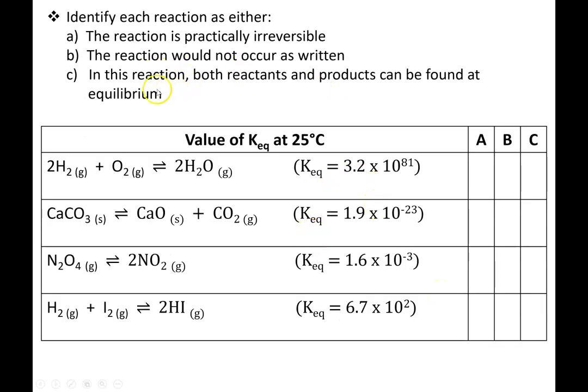So I want you to take a moment and try this question out. Looking at the KEQ values for each of these reactions, I want you to tell me, is it A, the reaction is practically irreversible, B, the reaction would not occur as written, or C, in this reaction, both reactants and products can be found at equilibrium. So give that a try, press pause, and then when you're ready, press play and we'll take it up.